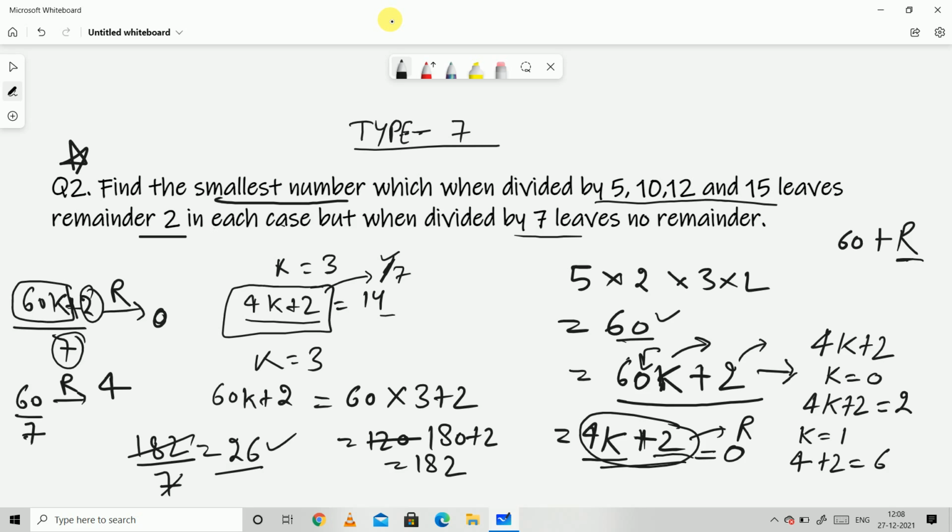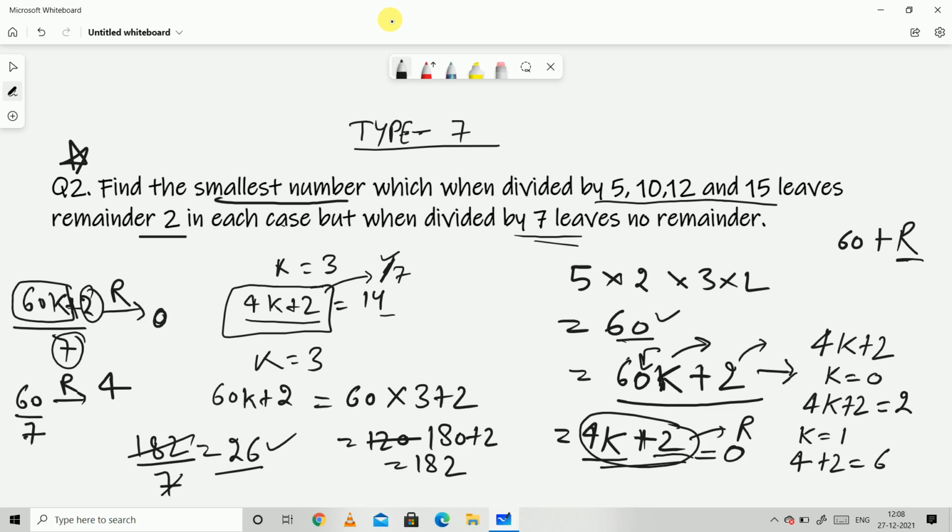Because this plus 2 is the extra part which will always be left as the remainder, and 60k, because 60 was the LCM, will always be completely divisible and 2 will be left as the remainder. So when we found out the form of that number, then it needs to be completely divisible by 7. So you need to find out the remainder if I divide this form by 7, what is the remainder that I am getting?